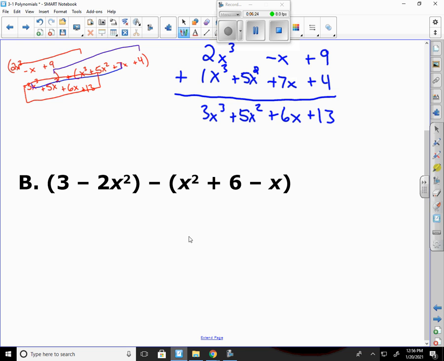I do the same thing with subtraction. I handle it the same exact way. So I'm going to start with my vertical method here, and I'm going to put it in standard form. The negative 2x squared comes first. Then you'll notice I don't have a term where it's x to the first, so I'm going to leave a gap and do plus 3.